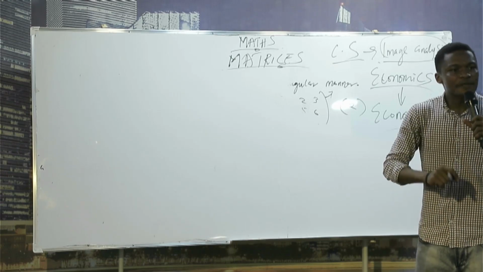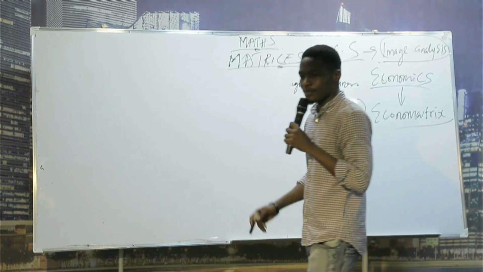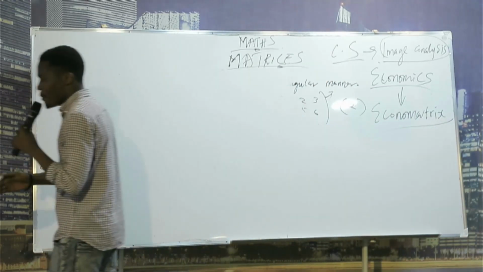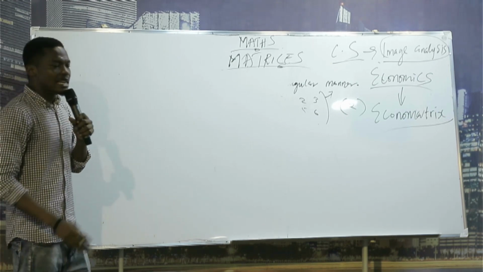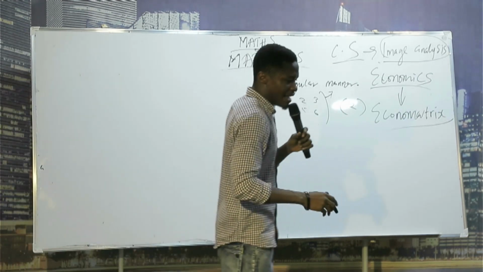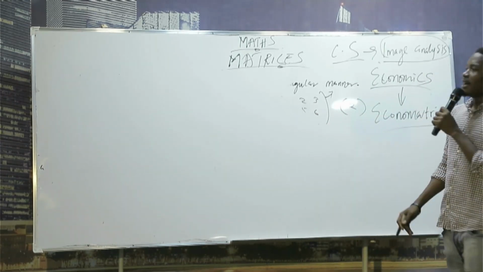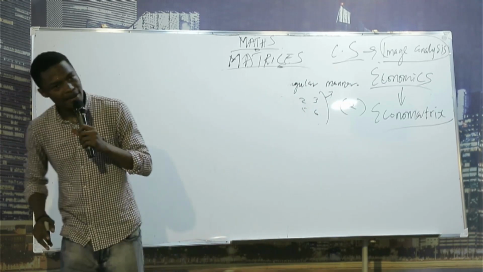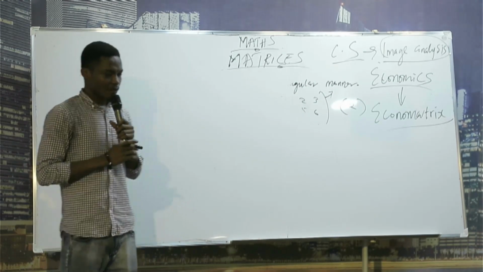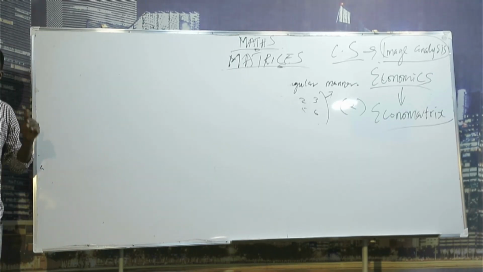This means that numbers are arranged horizontally and vertically. This means that numbers are arranged horizontally and what? Vertically. This means that numbers are arranged horizontally and vertically.